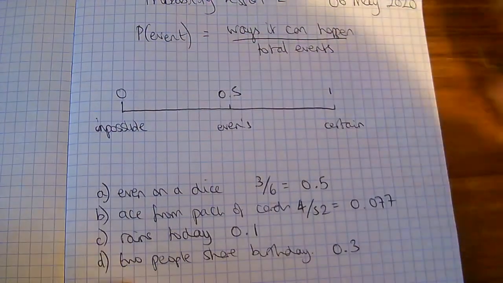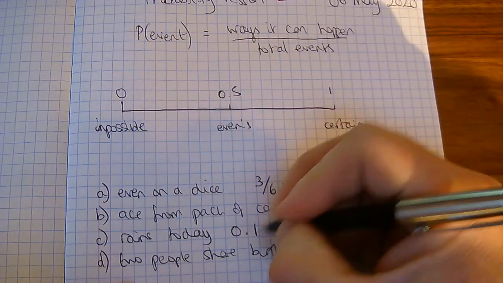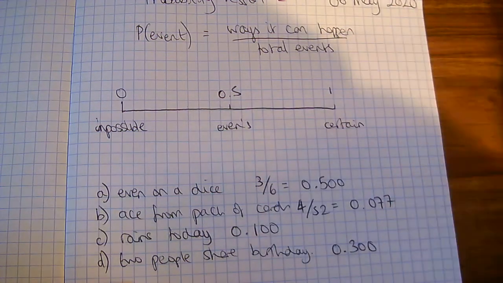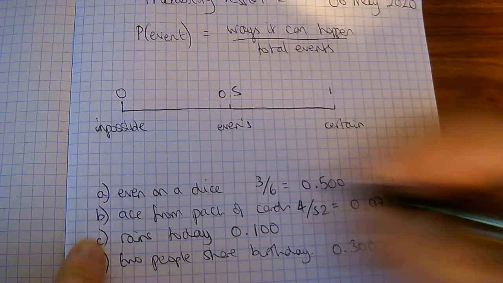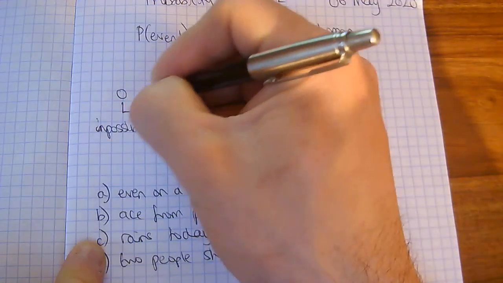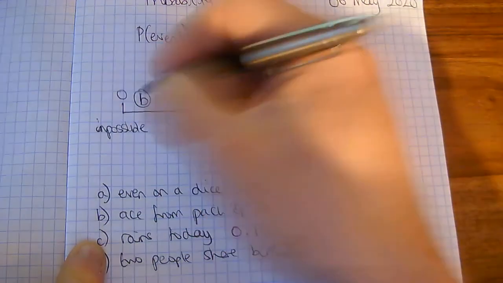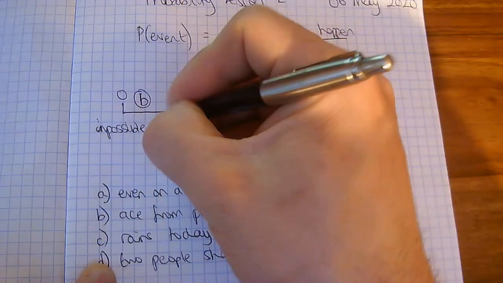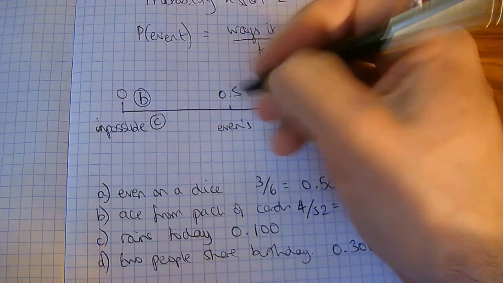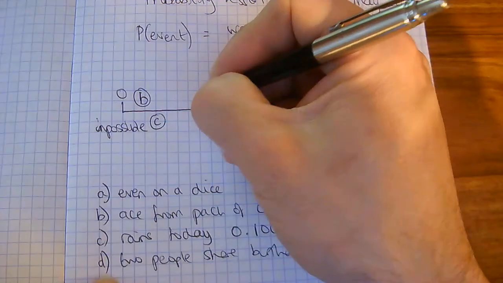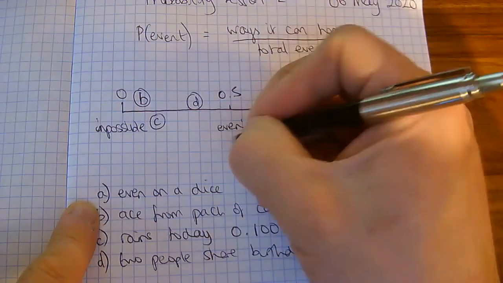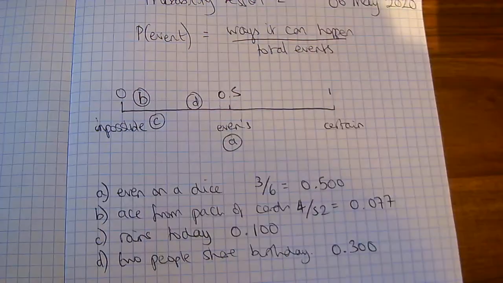So the least probable, and because we've got 3 decimal places everywhere, I'm going to change them so they've all got 3 decimal places. The least probable is B. It's going to sit somewhere around here. My next least probable is C, again, still quite low. 2 people sharing a birthday, D, somewhere up here. And last but not least, my evens on a dice is there.